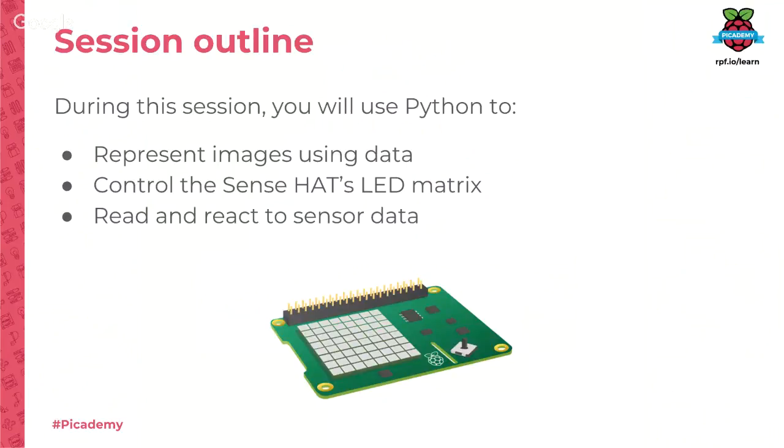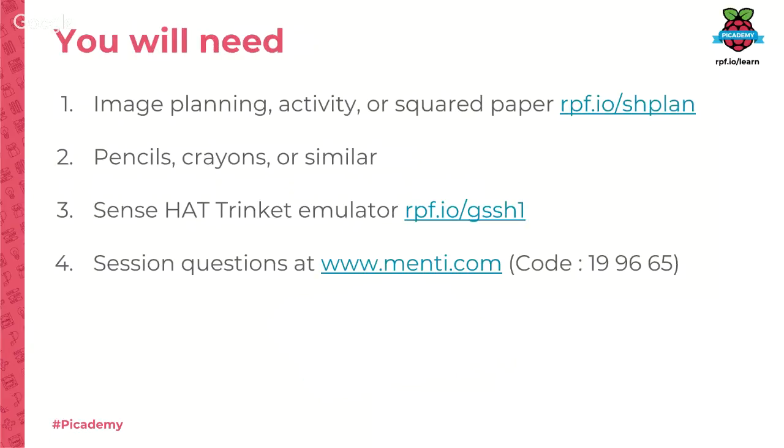So we're going to play around with this device called the Sense Hat, which we can use to represent images using some data. We can control the Sense Hat's LED matrix, and we're going to work on doing that. And we can also read and react to sensor data. So over the course of this session, we're going to work through those three objectives. And there's a few things that you're going to need. And for that, let me just go through those things that we're going to need for this session.